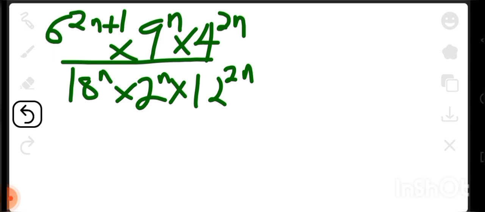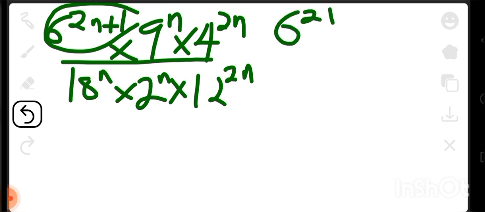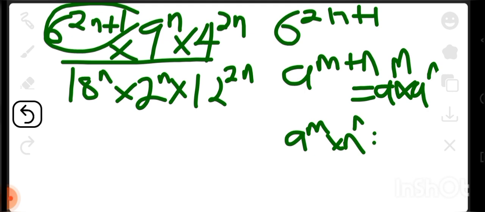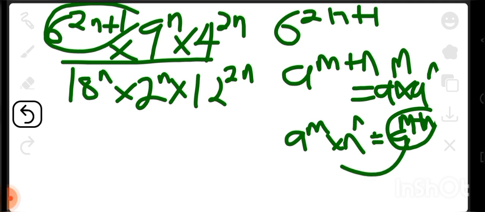Before we go into that, let me first show you something about 6 raised to the power 2n plus 1. Remember, a raised to the power m times a raised to the power n is equal to a raised to the power m plus n. So we can rewrite this the same way. Here 6 is the a, 2n is representing m, and 1 is representing n.